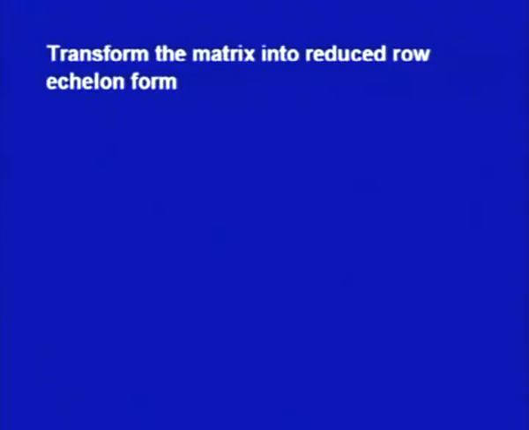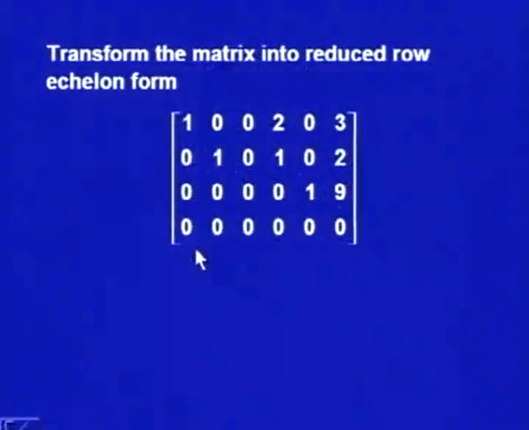Now, we try to transform the matrix into reduced row echelon form. Before I proceed further, I would like to introduce the meaning of reduced row echelon form. Although we have done it earlier, for the sake of the viewers, I will just define what we mean by echelon form. This particular matrix is in reduced row echelon form, because once the elements appear in this matrix, they form an echelon. A staircase pattern is obtained. That is why we call it an echelon form.